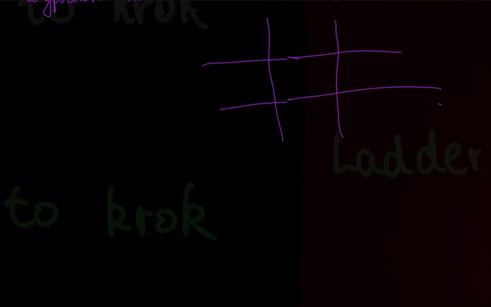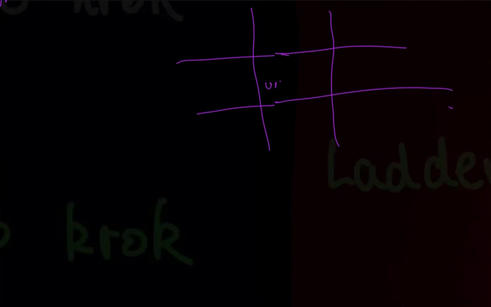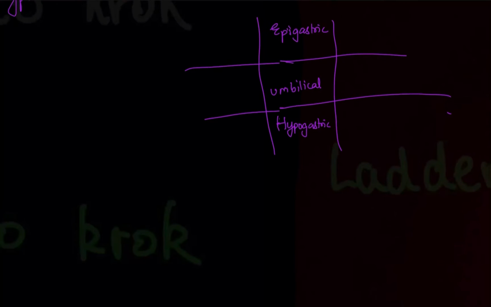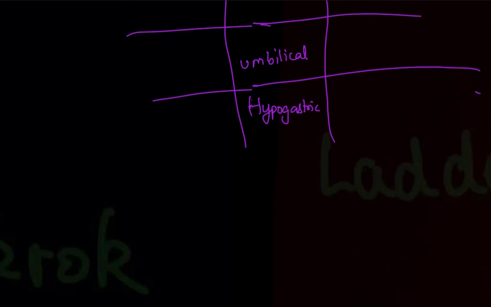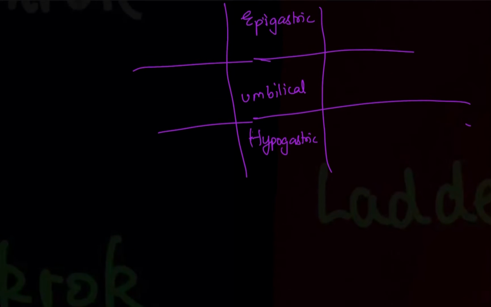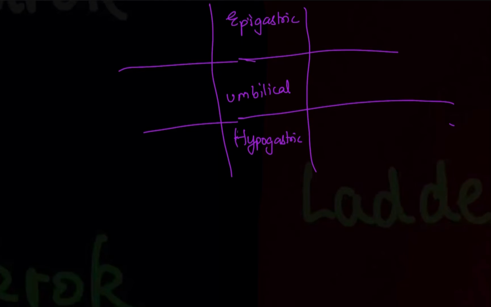Okay, so you have this umbilical region. Above umbilical you have the epigastric region, and below the umbilical you have hypogastric. So umbilical region is what? Here you will have your umbilicus, your navel. Hypogastric is, hypo means below, gastric is related to stomach, so below the stomach region, or you can say it comes below the umbilicus region. Epigastric is above the stomach region.